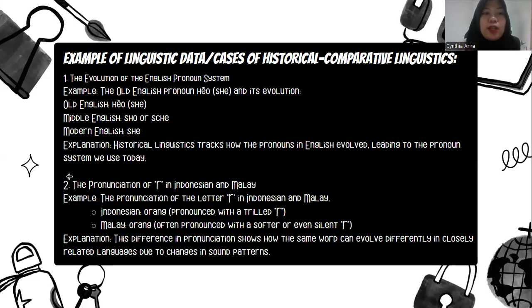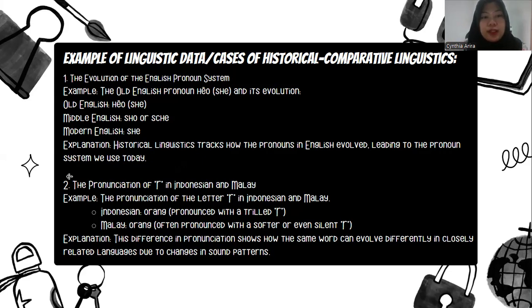In Old English, she is who. I'm sorry if I mispronounce. And Middle English is show or she. And now in Modern English it is she. So historical linguistics tracks how the pronouns in English evolved, leading to the pronoun system we use today.